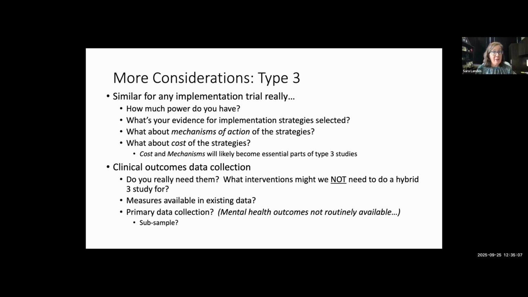And you also want to think about how much do these strategies cost? So I work in a system where they want to know what's the cost of providing the thing, but also what's it going to cost to implement the thing? How much resources do we need to devote to implementing the thing, the implementation cost? So that's likely to be part of what you consider or include in your aims for a type 3.